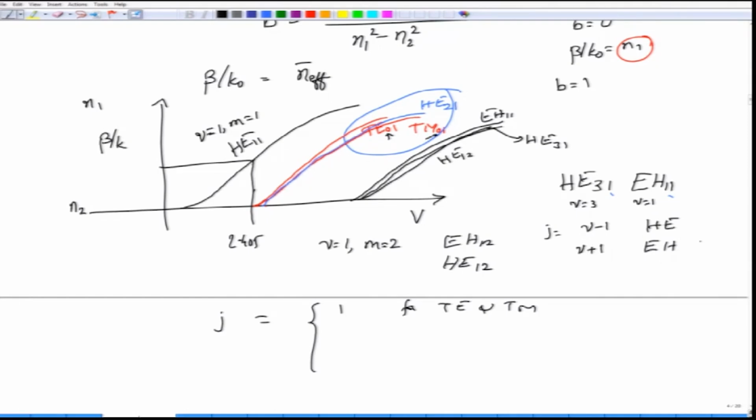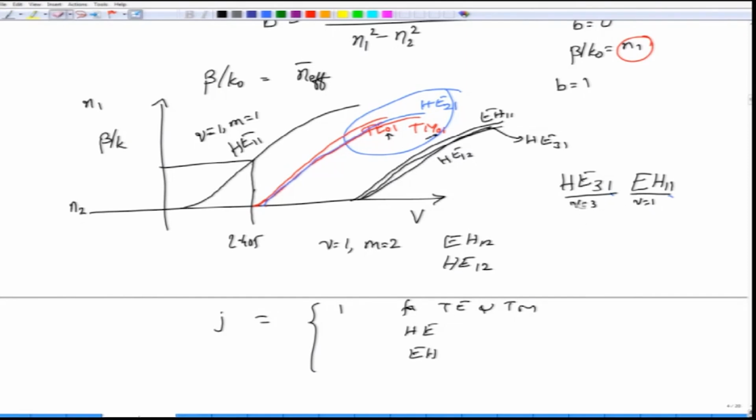So, maybe I should switch around the way in which I am writing this, right. So, I might have to switch around and then say nu minus 1 for HE modes and nu plus 1 for EH modes. Would that then make sense? So, now I have HE12 here and EH11 here. What I am looking at is the connection between HE31 and EH11.